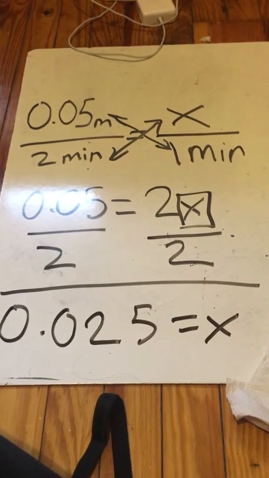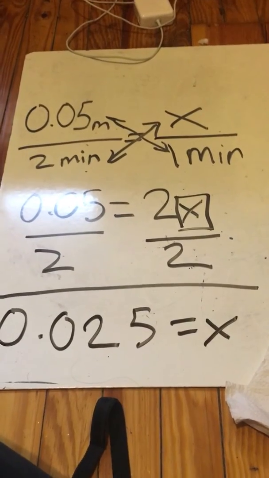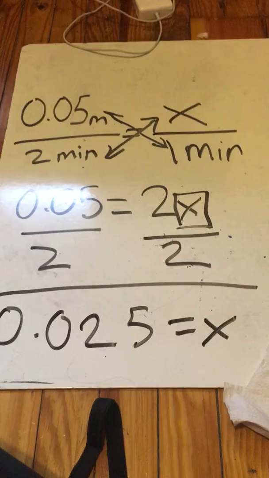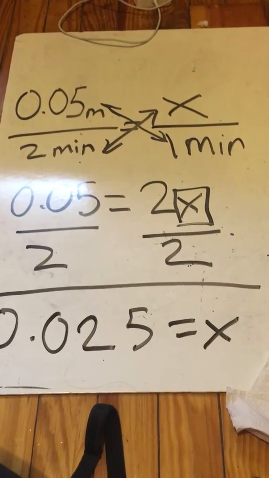Take a minute. Look at this work. We know that x is representing how many cubic meters per 1 minute that our tank will fill up. So the correct answer for this question is A.